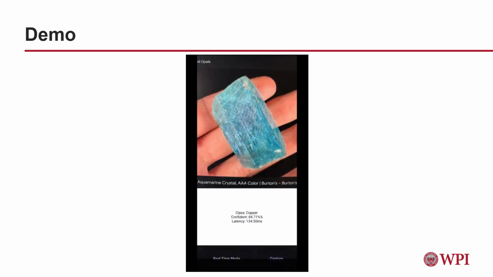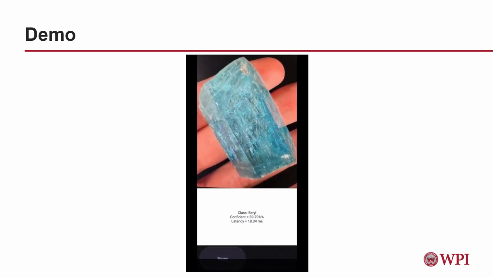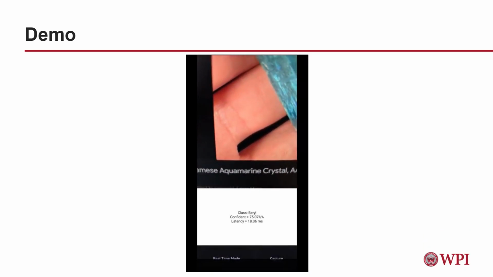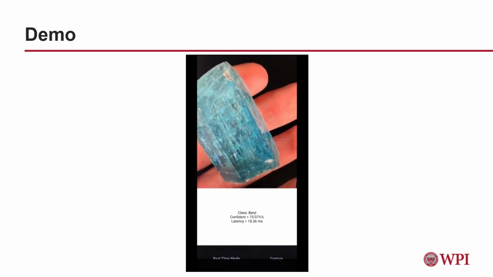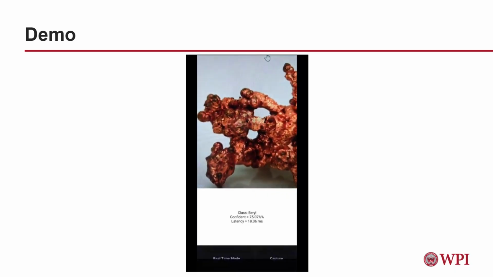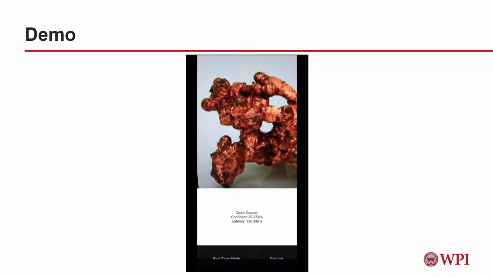Yeah, and here is just a sample of aquamarine, which is a type of beryl, and you can see that it's also identifying it pretty accurately with a high confidence. And this is a sample of copper ore, which as you can see, it's also able to identify for the most part correctly.